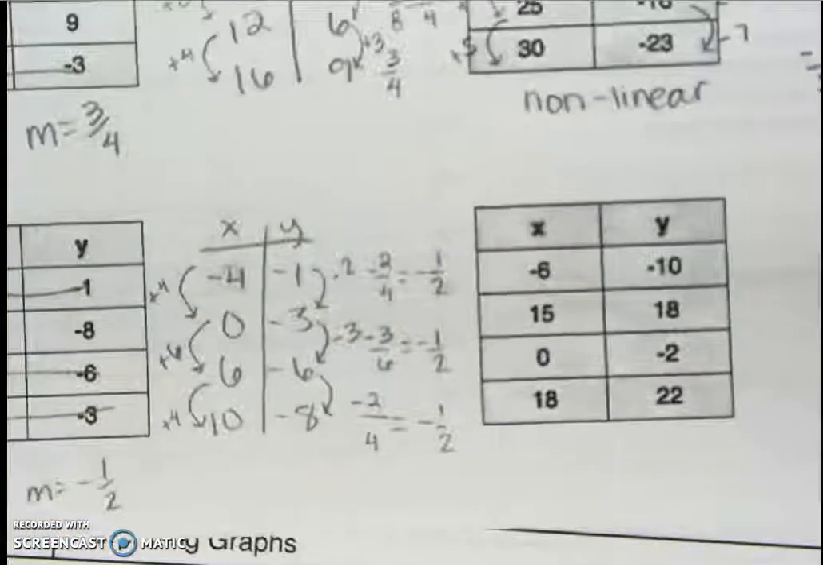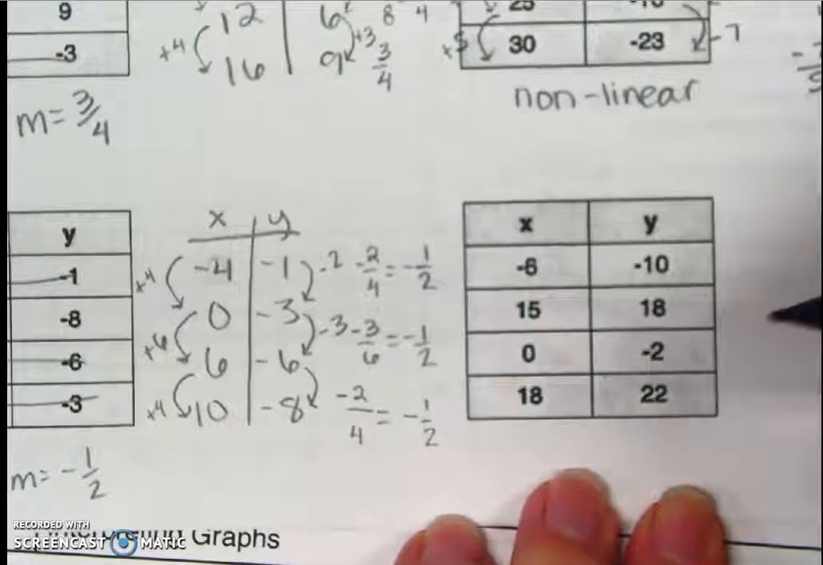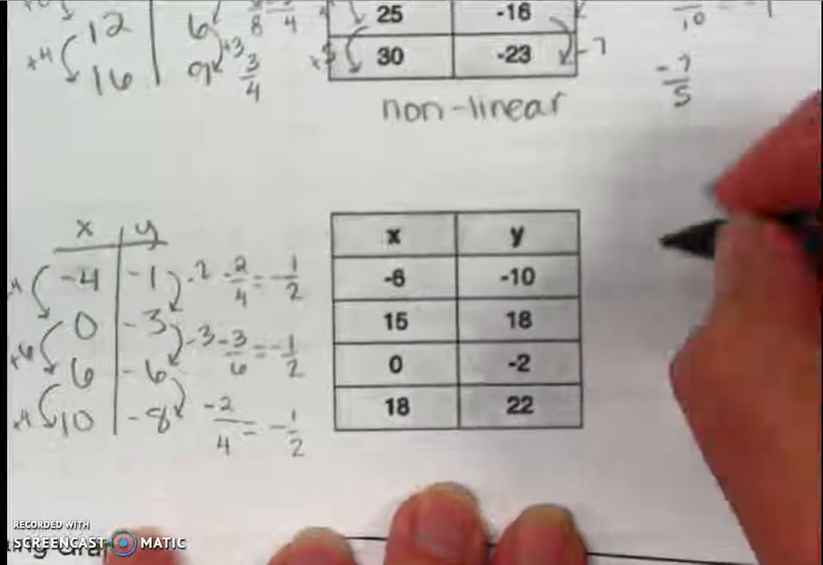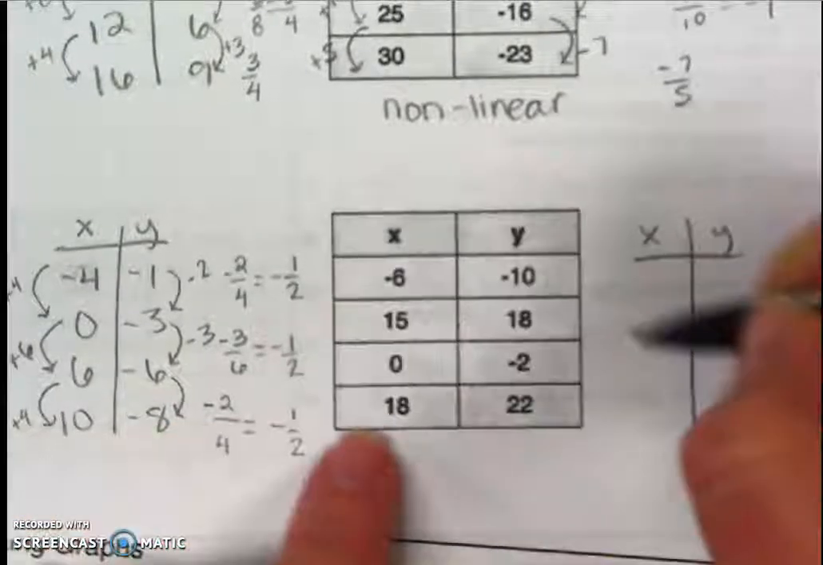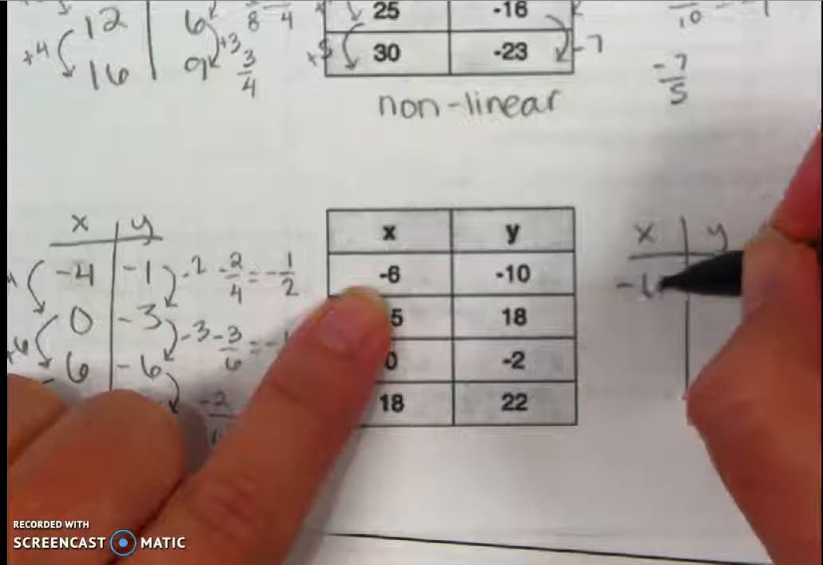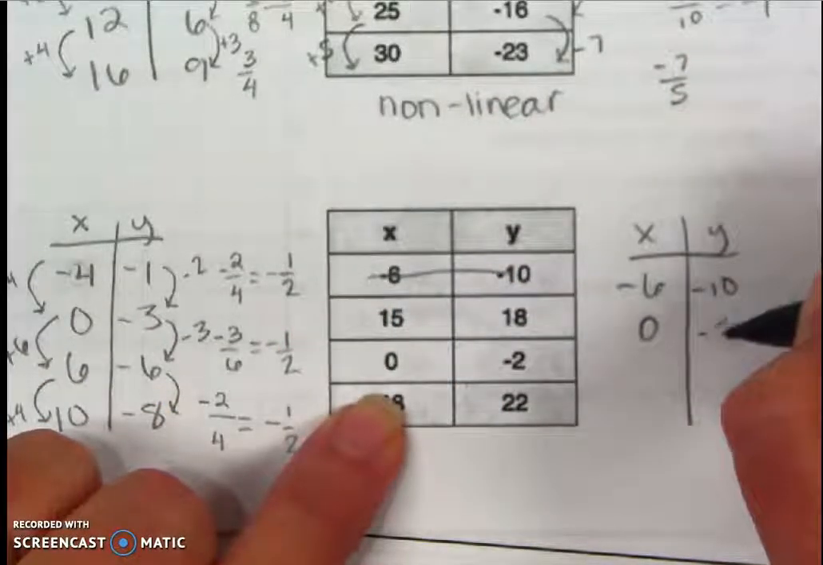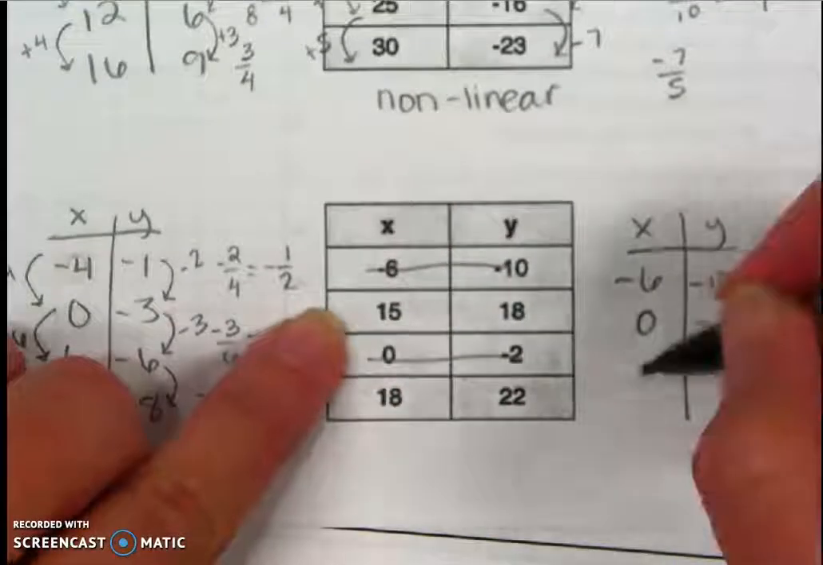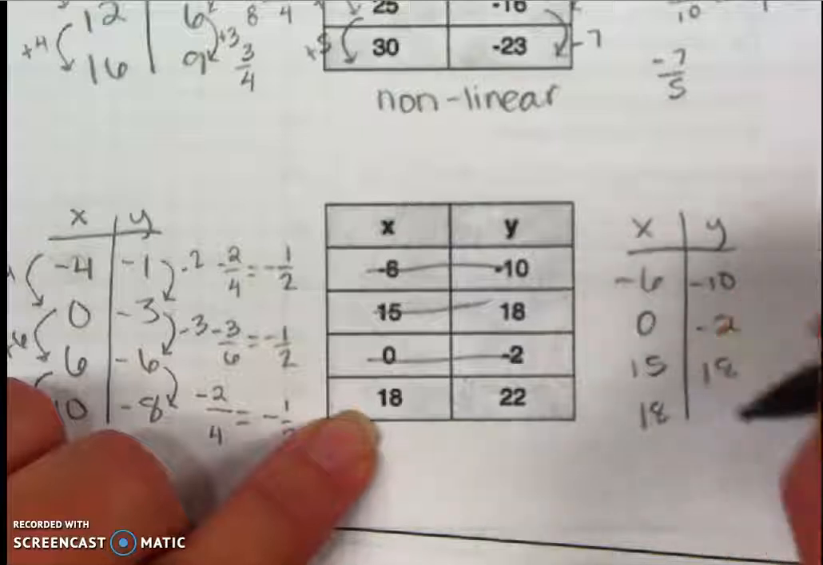All right, last one. Here we go. It looks like the x's are pretty much in order. Oh, looks like there's an extra one there. So let's rewrite these in order. X and y. 0 and -6. So let's see. -6, the smallest, goes with -10. 0 would be next, goes with -2. 15 would be next, goes with 18. And 18 goes with 22.